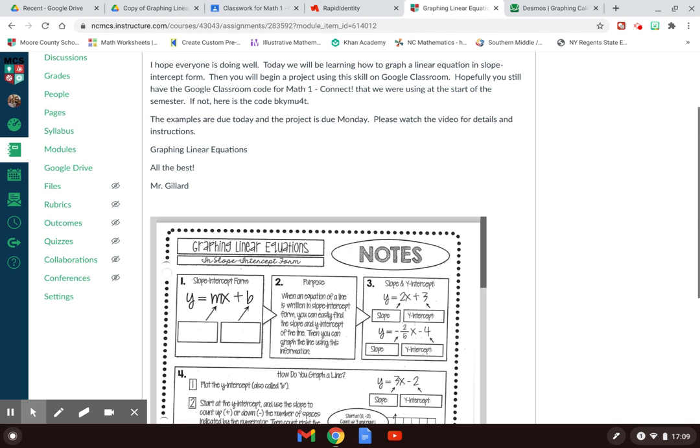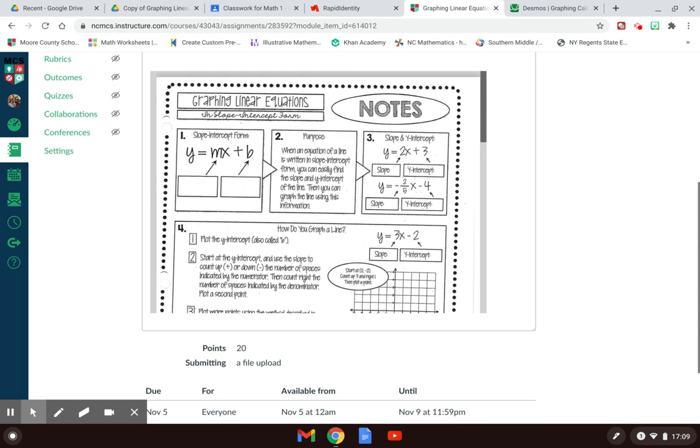All right, so let's go ahead and roll into our lesson today about graphing linear equations in slope-intercept form. Like I mentioned earlier in the week, you do need graph paper to do this assignment.